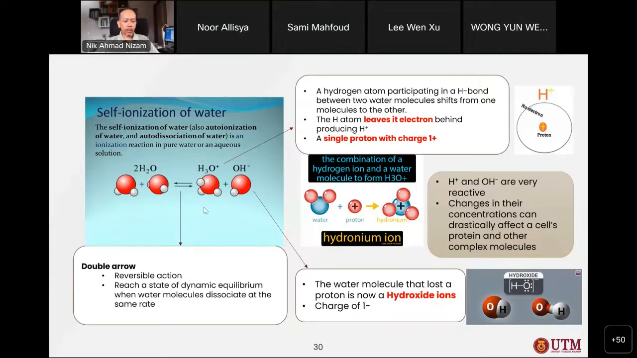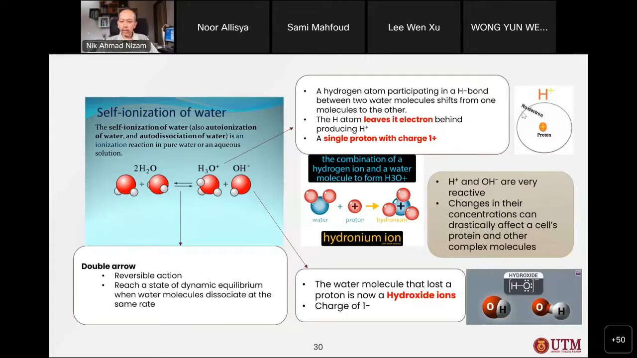So that's why inside the water there is also H2O, OH minus and also H3O plus. For H3O plus, a hydrogen atom participating in a hydrogen bond between two water molecules shifts from one molecule to the other. The H atom leaves its electron behind, producing H plus. H plus means that it will give away an electron.